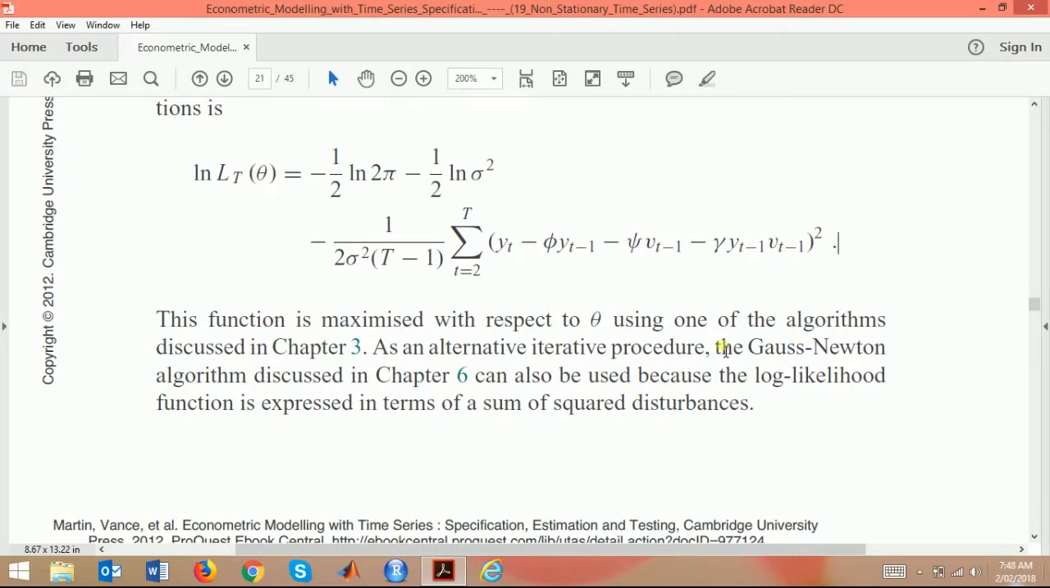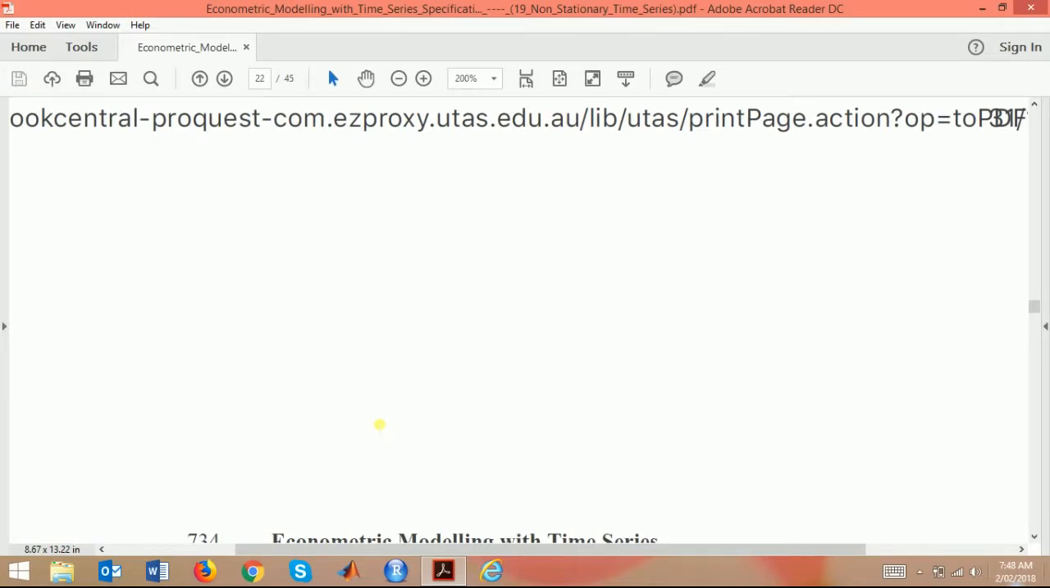This function is maximized with respect to theta using one of the algorithms, or any alternative iterative procedure. The Gauss-Newton algorithm discussed in chapter 6 can also be used because the log likelihood function is expressed in terms of the sum of squared disturbances. So just the log likelihood function.